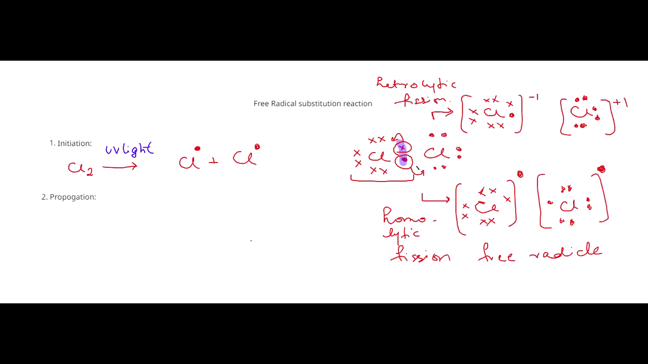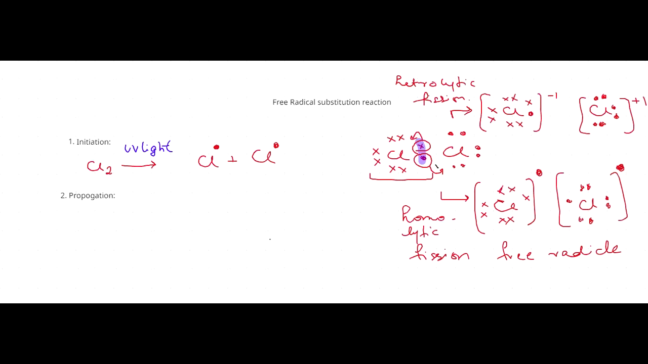Propagation is basically, think of it like a chain reaction. Over here, I have my methane molecule. One of the chlorine free radicals over here is going to attack my methane molecule. Again, this chlorine just wants to have a complete outer shell. That's all it wants.